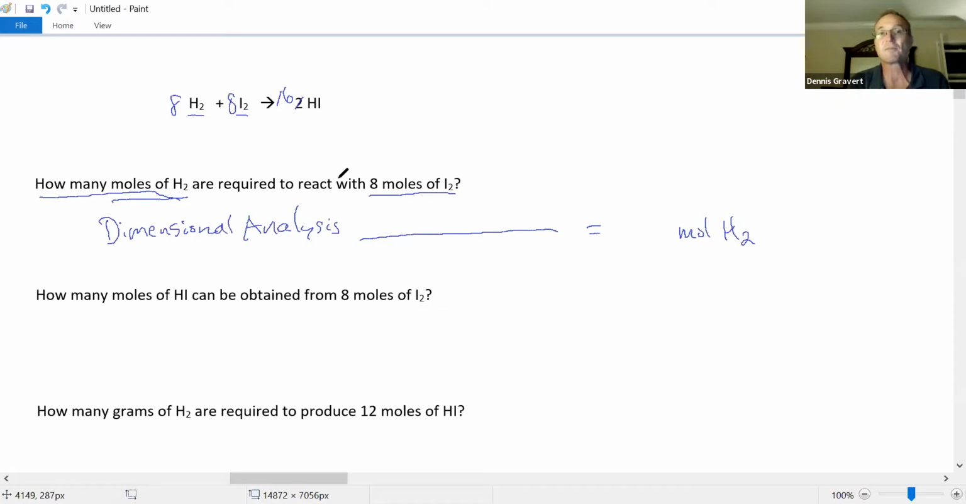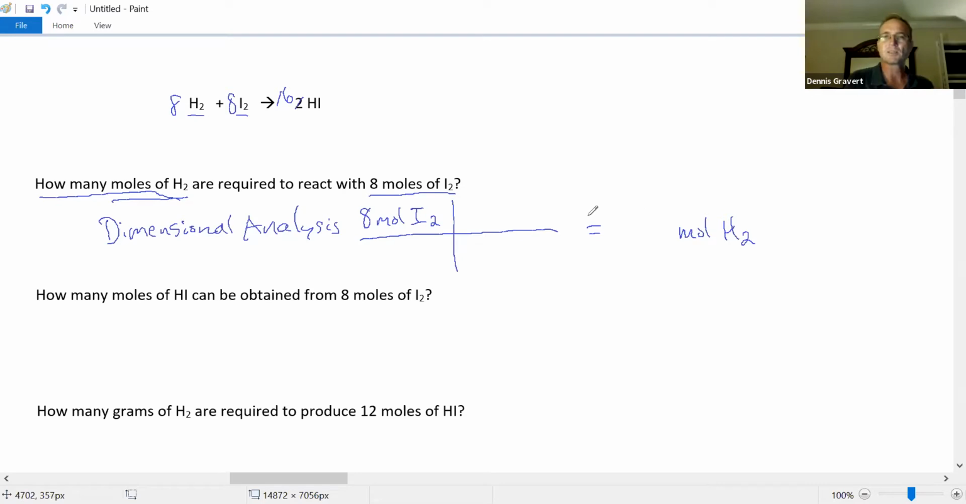And then scan the problem for any digits, any numbers. Here it is, there's a number 8. This is what we're given. What do we know? We know that there are 8 moles of I2. Okay, that's step 2. Step 3 is find some conversion factors to change these units to those units. Well, it's a match already, right? We got moles here and moles there. The units already match, don't they?